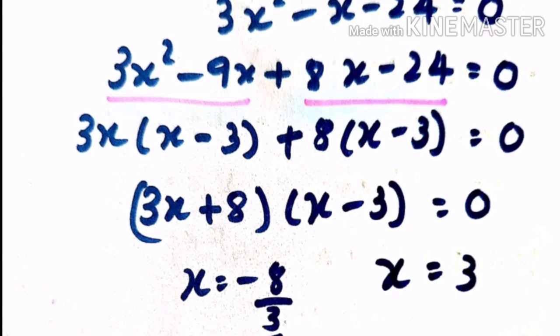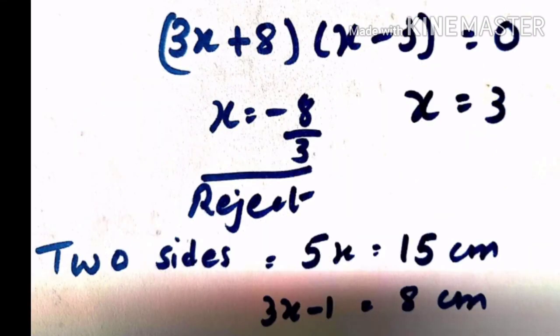Now students, these are the sides of a right angle triangle, so they cannot be negative. So we have to accept x is equal to 3 as the answer and reject minus 8 by 3. So you can see now our answer x is equal to 3. So two sides: 5x is equal to 5 threes are 15 centimeter, and 3x minus 1, that is 3 threes are 9 minus 1, 8 centimeters. Now they asked to find the lengths of the sides of the triangle, and we all know there are three sides of a triangle. These are only two sides, so we have to find the third side also.